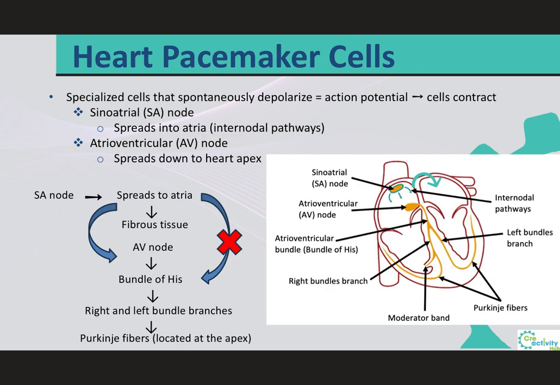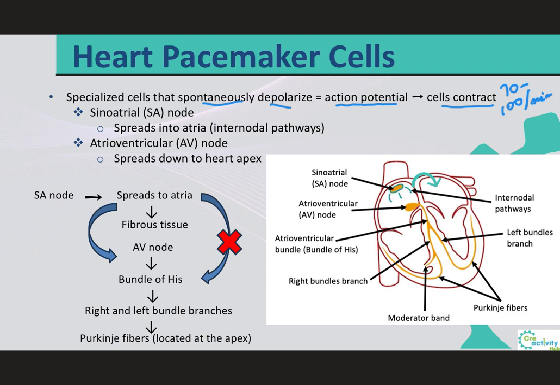Let's see how this autorhythmicity occurs in those nodal cells. These nodal cells, which can also be called pacemaker cells because they set the pace for muscle contraction, will spontaneously depolarize, which basically means that they will spontaneously send an electrical signal, or action potential, and this will cause these cells to contract. Their contraction actually occurs at about 70 to 100 times per minute.